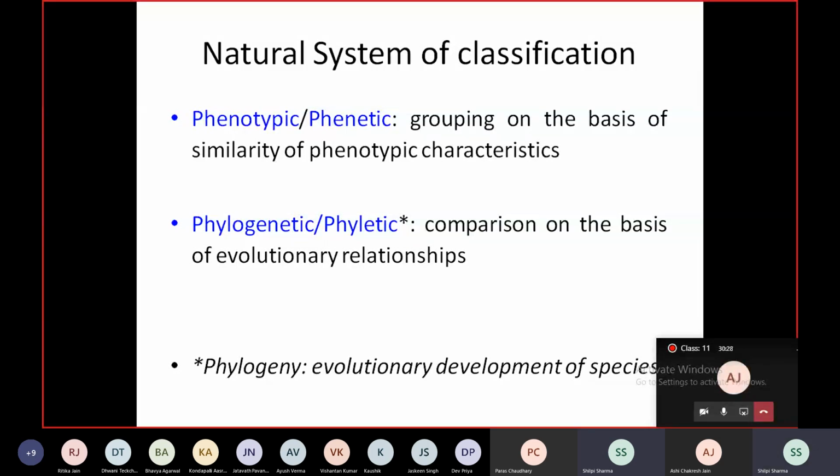While a phylogenetic system includes grouping on the basis of evolutionary relationship between organisms. Now, this includes a comparison of genetic information, a comparison of the gene products, and so on and so forth.